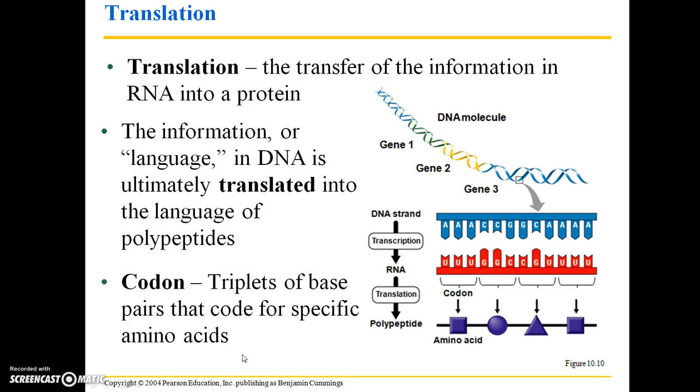And a codon is a triplet of base pairs that code for specific amino acids. So three nitrogenous bases here make up a codon. In turn, a codon codes for one particular amino acid. So this process occurs in groups of 3.